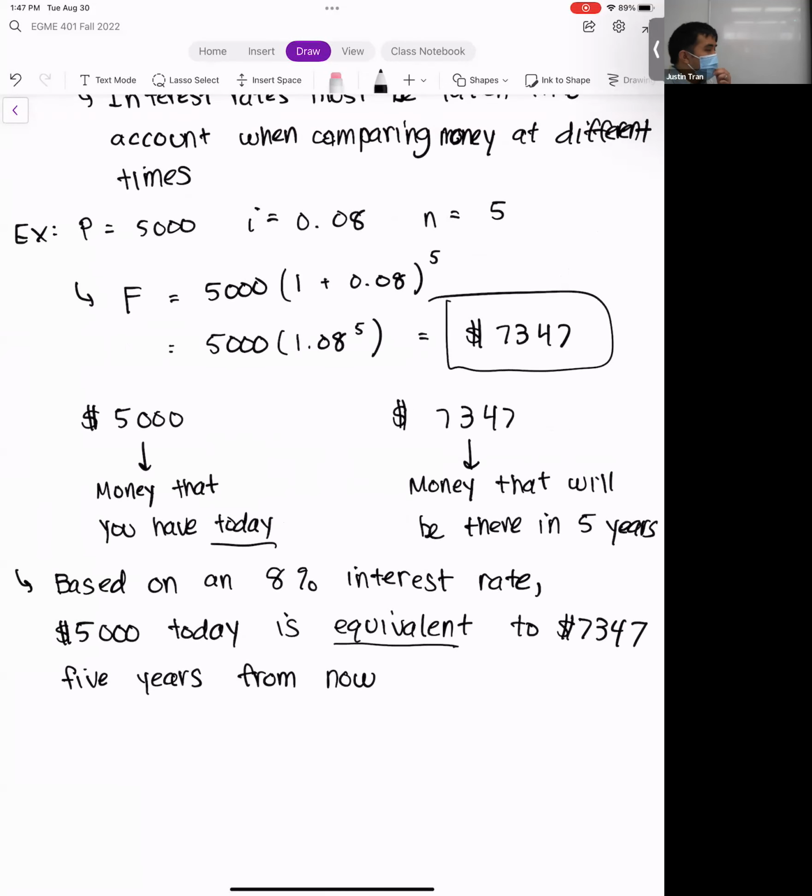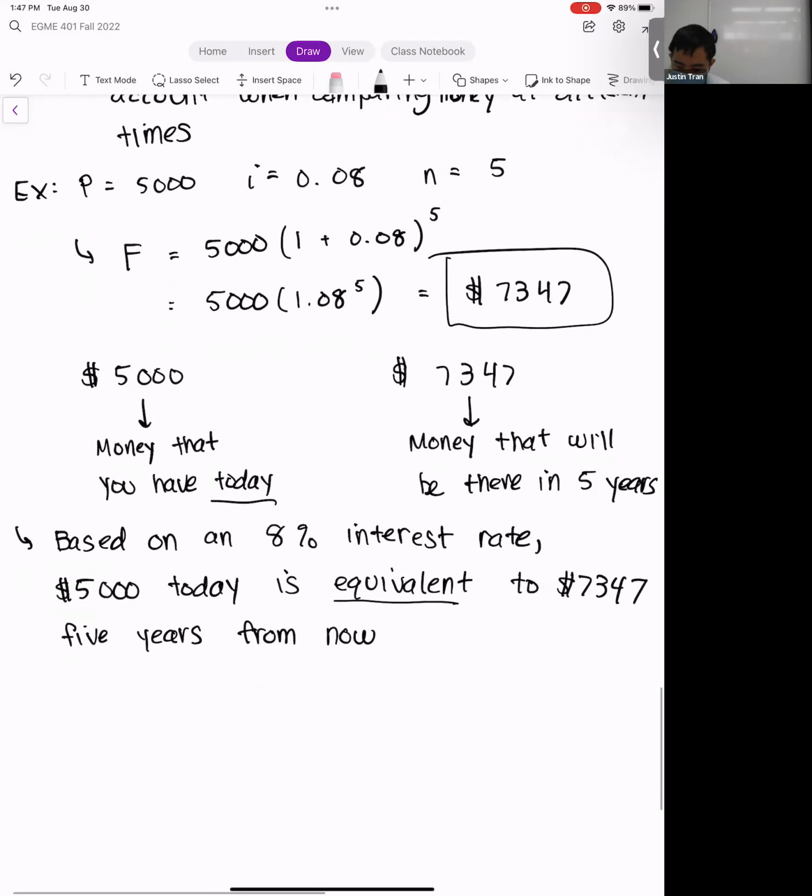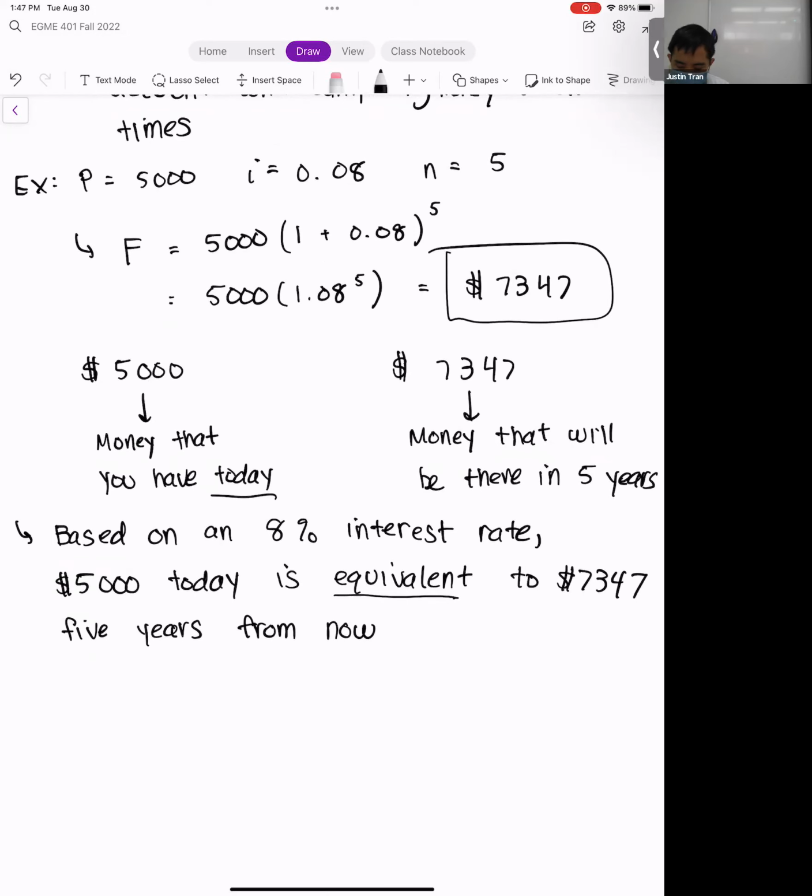Any questions on this? All right, so let's go ahead and push on. Another way that I like to think of this formula, so let me go ahead and write the compound interest formula again. Another way that you can think of this formula is as a conversion between amounts of money at two different points in time.